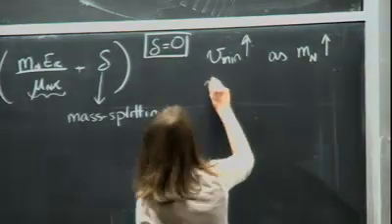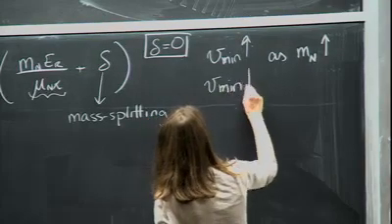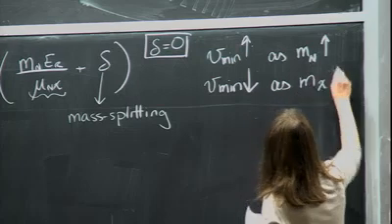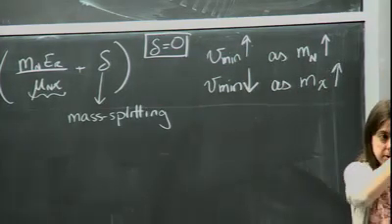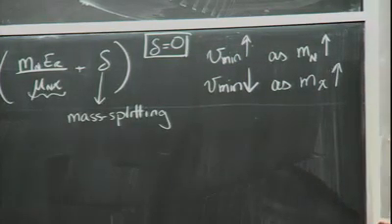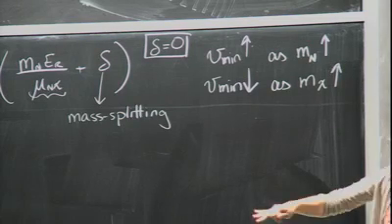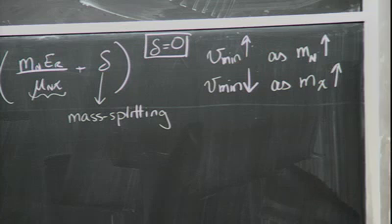And similarly, minimum velocity goes down as the dark matter mass goes up. So if I have a really massive dark matter particle coming in, it could be coming in more slowly and still kick the nucleus with the same amount of energy.